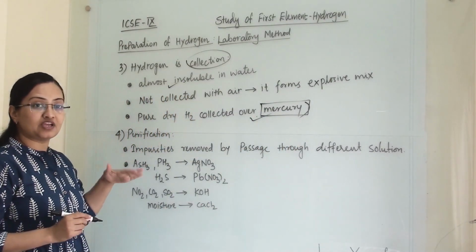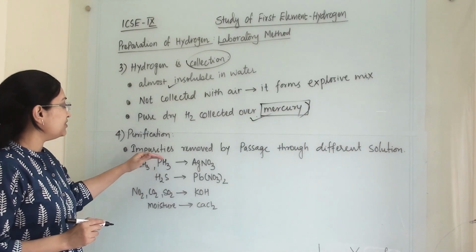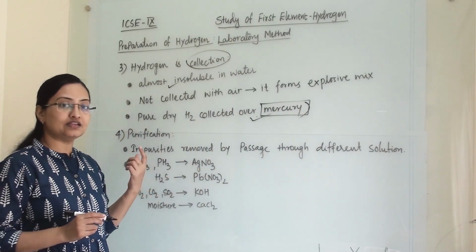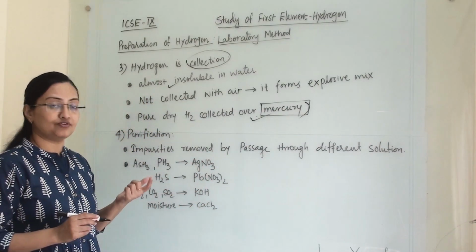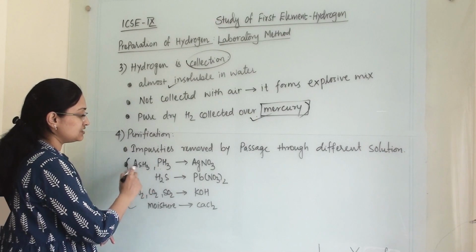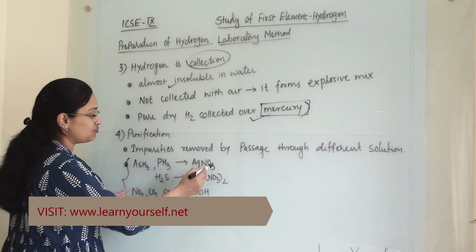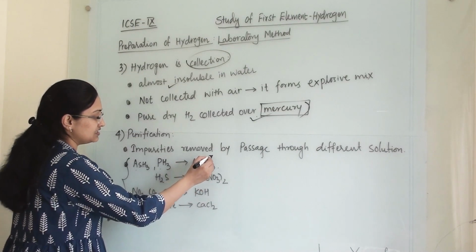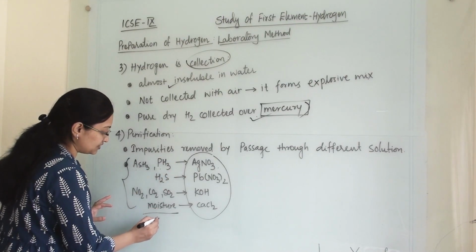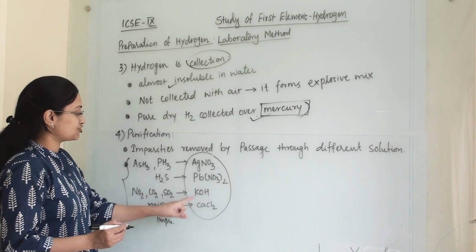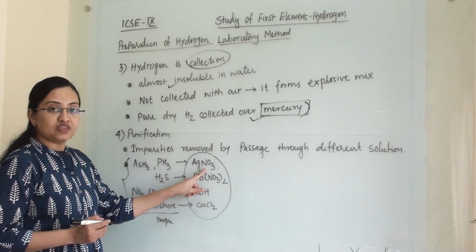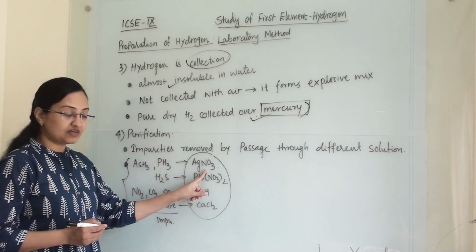Then fourth is purification of hydrogen gas. Impurities are removed by passage through different solutions. This we have already discussed earlier in the laboratory preparation of hydrogen. So here is an easy way to remember. When these two impurities, phosphine and arsine, are there, then we arrange a bottle of silver nitrate. These are the washer bottles which we arrange to absorb these impurities. So arsine and phosphine we are absorbing in silver nitrate solution.